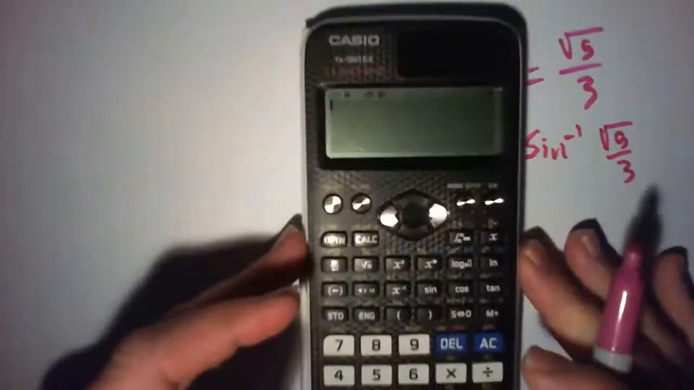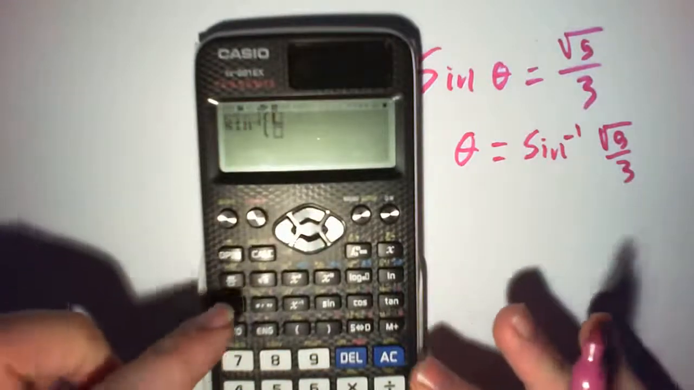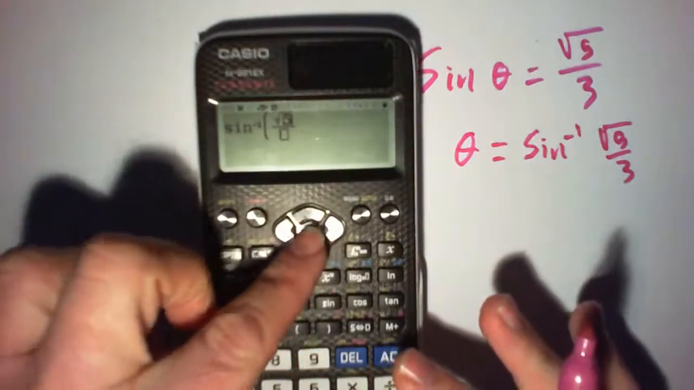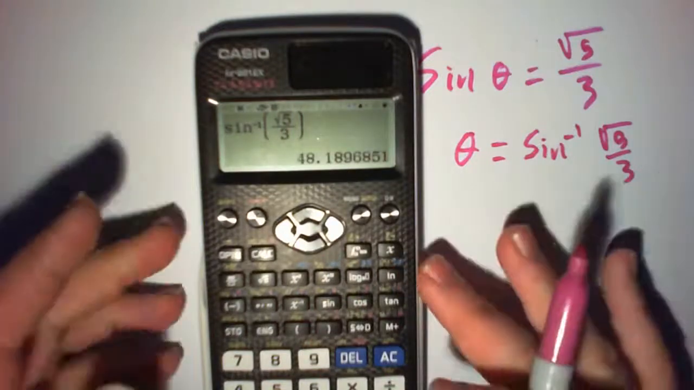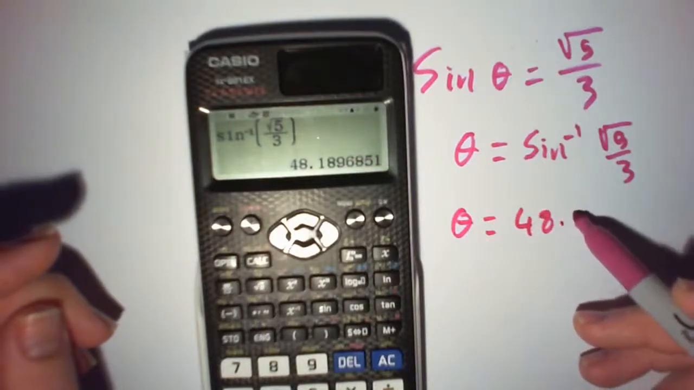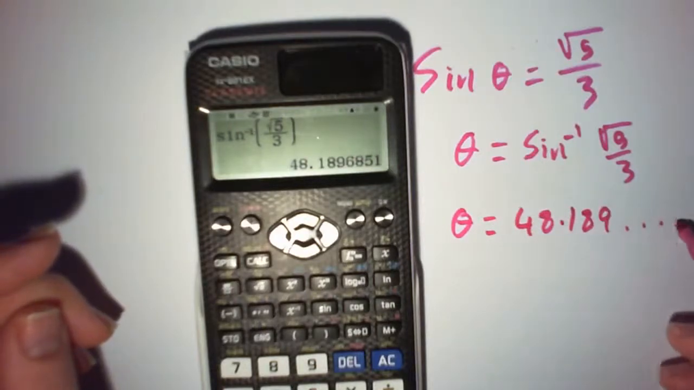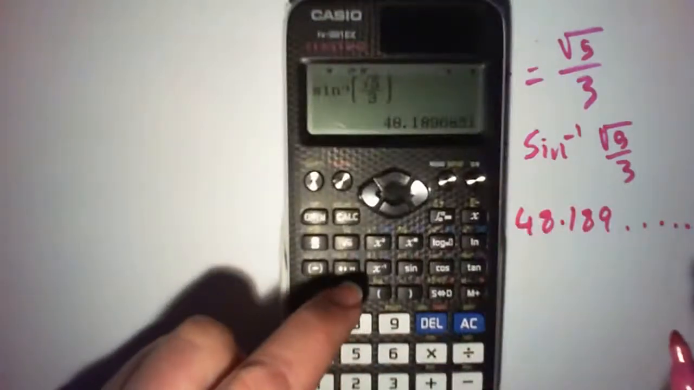So on your calculator, you do shift sine and you get the inverse function for sine. You can see it there. Okay, then you just type in what you have, root 5 over 3, close the bracket, and press your equals. Now, it's going to give it to you in decimal form. If you want it in degrees form, you press this button here. Okay, I'll show it to you. This button here.